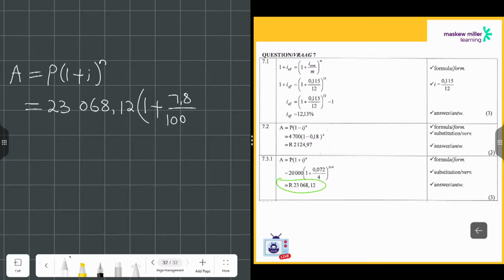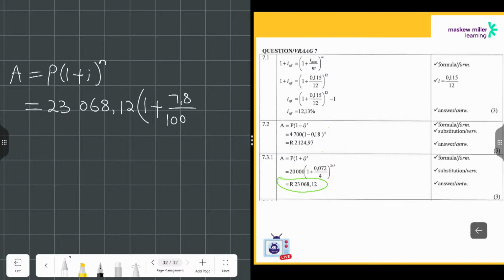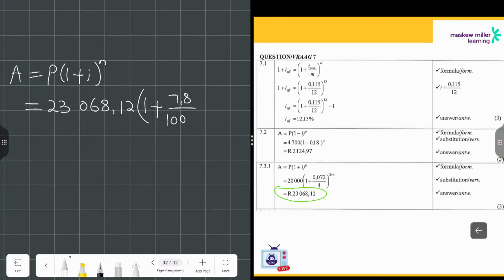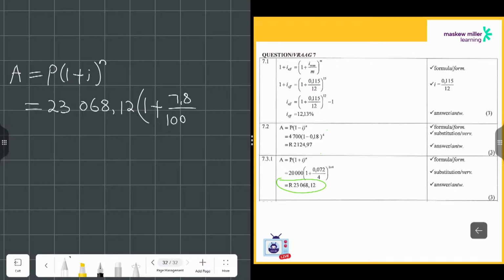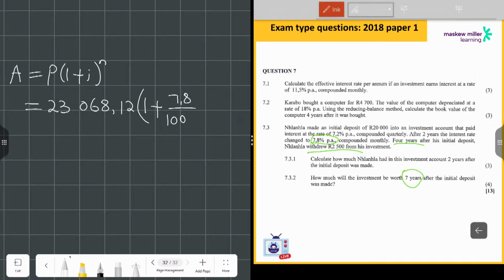Where is the 12 coming from? The 12 is coming from the compounded monthly statement. Remember, we said that this is compounded monthly. Okay. Let's see. So it's the compounded monthly statement, which we had here. If you check, they did say that it's compounded monthly for the time that we have, 7.8% per annum. It's compounded monthly.